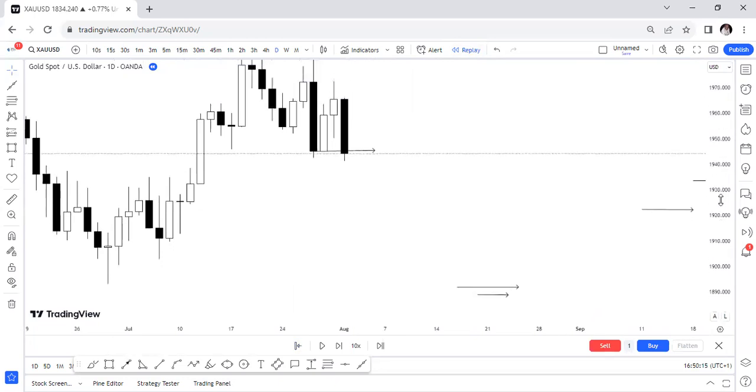Sorry, this is an SNR. This is a support level. If it closes below this, you don't buy unless you see a wick. If you see this place end up becoming something like this, with a body like this, that's when we will buy.